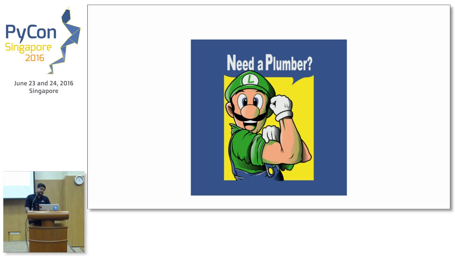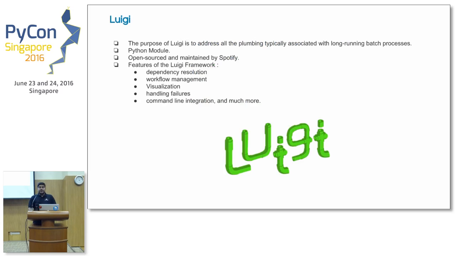So here is Mario's brother, called Luigi. Luigi is a framework, a Python library, that Spotify has developed. It has a lot of properties. The first thing is dependency resolution, which you have already seen: reading the databases, the data aggregation task, and all these tasks depend on each other. That dependency resolution is handled by Luigi itself. It also takes care of the whole workflow, and it also has a visualization.